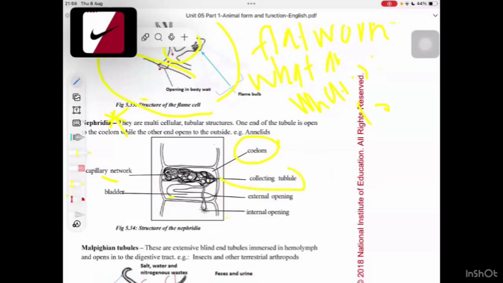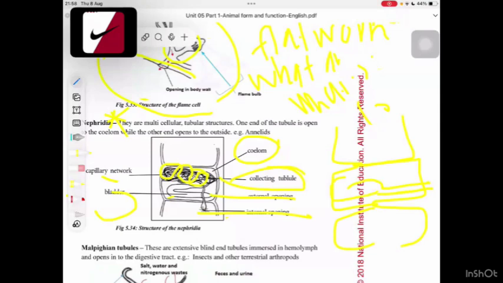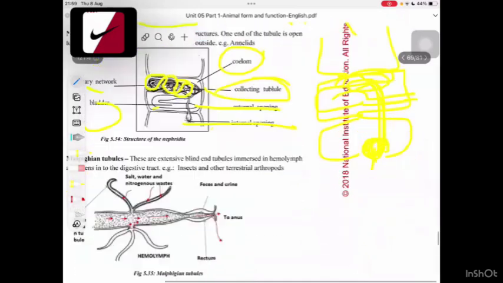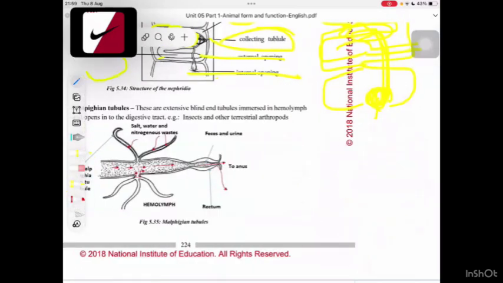Collecting duct: you have to label this collection of tubules as the collecting duct. Here, which is open to the outside, is the external opening. Here, internal opening. Here, bladder, capillary network. Even if they ask you to draw it, draw three compartments like this, then draw the external opening, draw a bladder, and draw some tubules. Coming from the tubules you can draw the internal opening. You can draw a small sketch to show that, but the labeling is the important part.